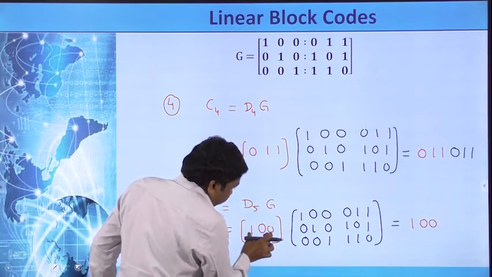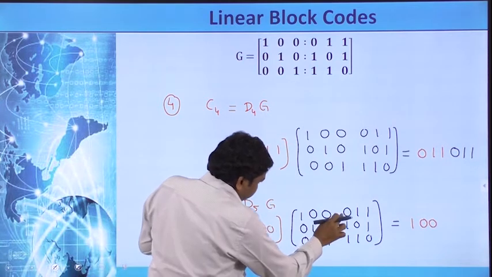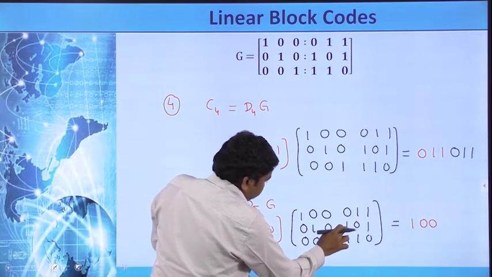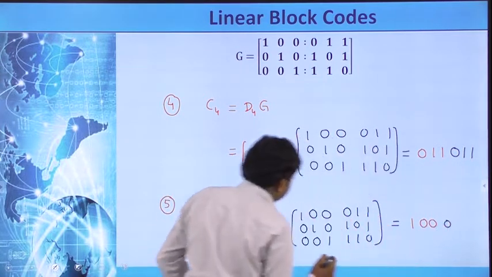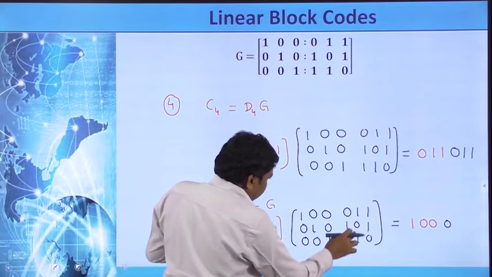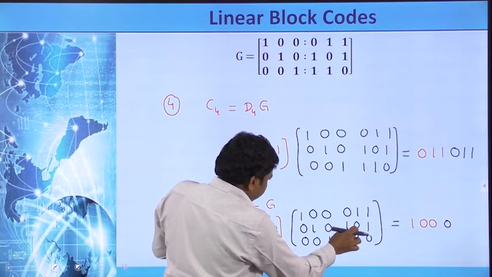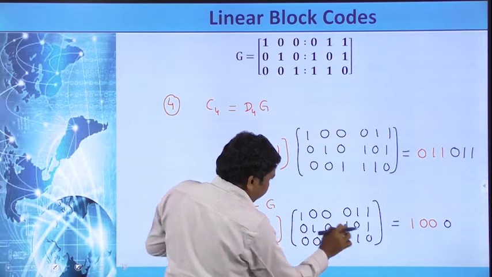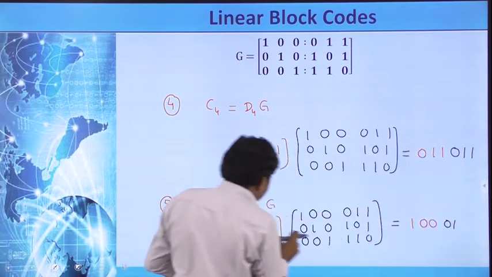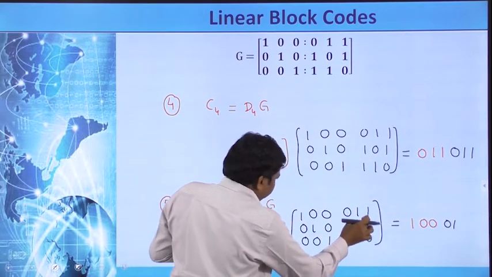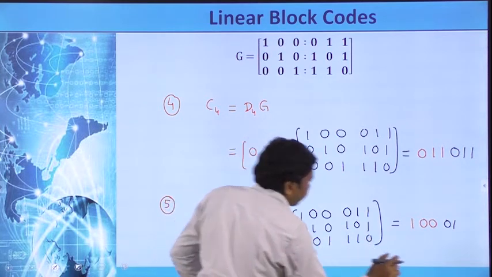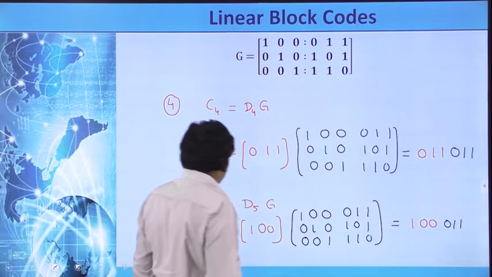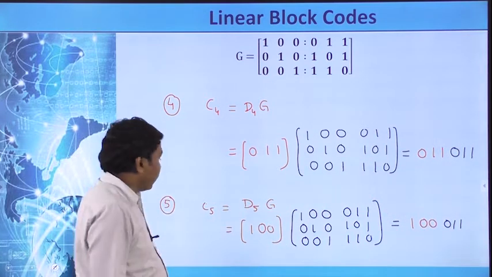You can multiply this row with the fourth column, that is 1 into 0 is 0, 0 into 1 is 0 plus 0 into 1 is 0. So this value is 0. Now multiply this row with the fifth column. So 1 into 1 is 1 plus 0 into 0 is 0 plus 0 into 1 is 0. Now multiply this row with the last column. 1 into 1 is 1 plus 0 into 1 is 0 plus 0 into 0 is 0. So that is the code word number 5.